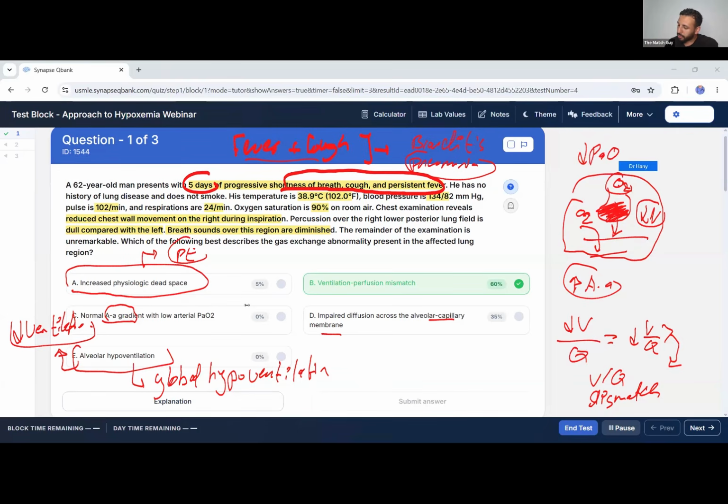Decreased PaO2. And the partial pressure of oxygen in the alveoli is still the same, but the partial pressure of oxygen in arteries is decreased. What will happen to the AA gradient? It would be increased, because the partial pressure of oxygen in the alveolus is still the same.